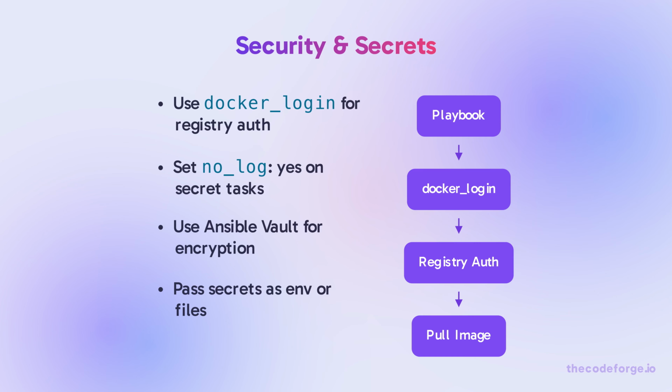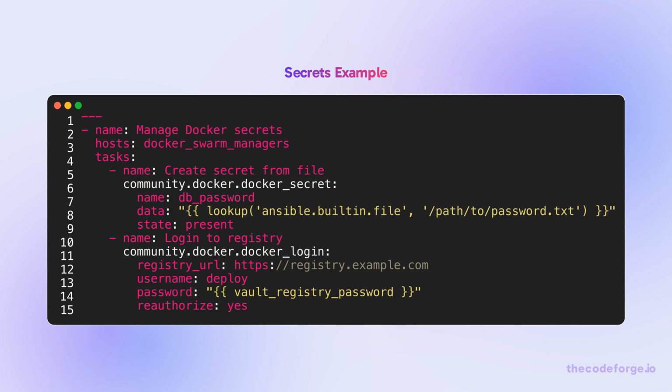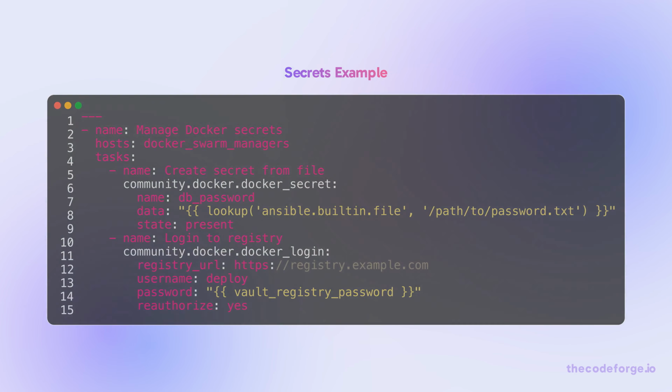For private registries, log in with Docker login. Always set no_log: yes on tasks handling secrets. Use Ansible Vault to encrypt sensitive variables. This creates a Docker secret and logs into a registry. Note the use of no_log is missing here, always add it.